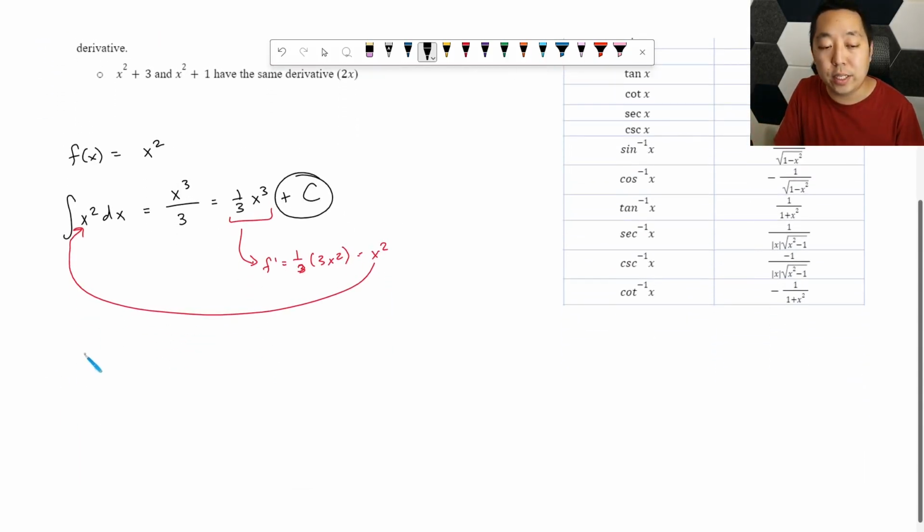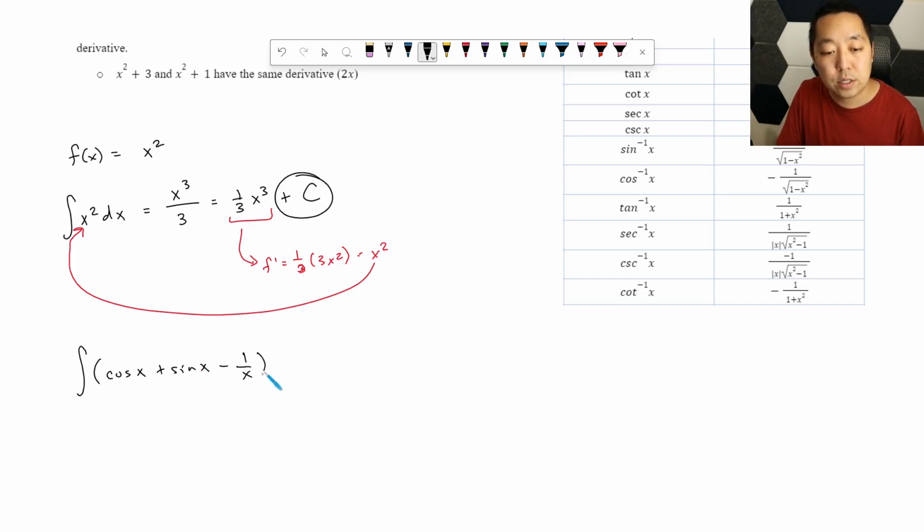So let's do a quick example. Let's do the antiderivative of, say, cosine x plus sine x minus 1 over x. Okay? And this one, you're again trying to figure out, and you can do this because you're allowed to do the integral of each one separately, because you can do the derivatives of each one separately when you're adding them up.